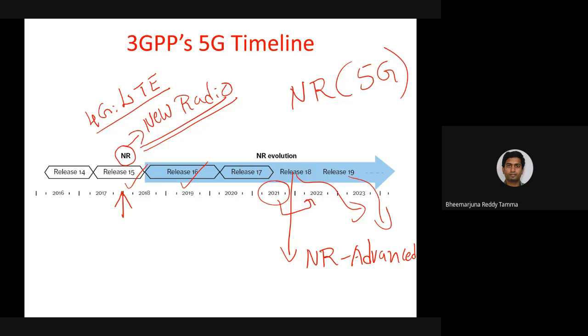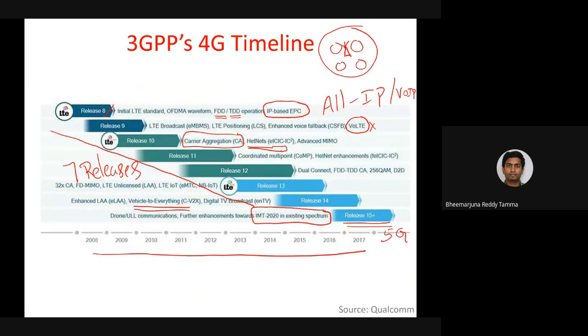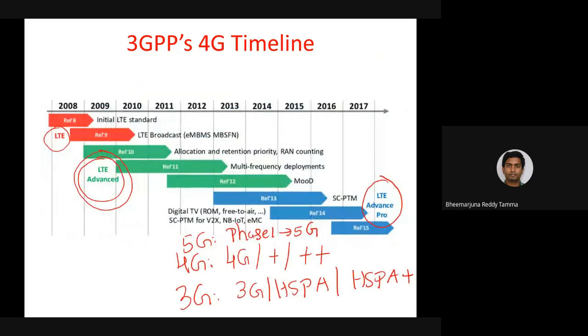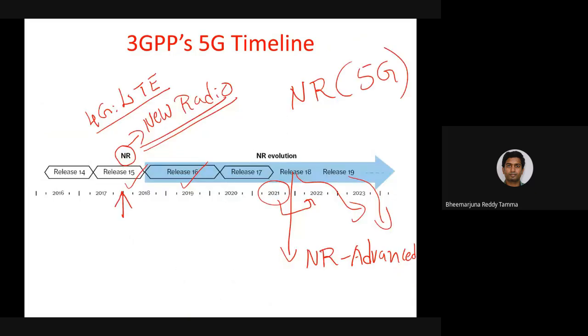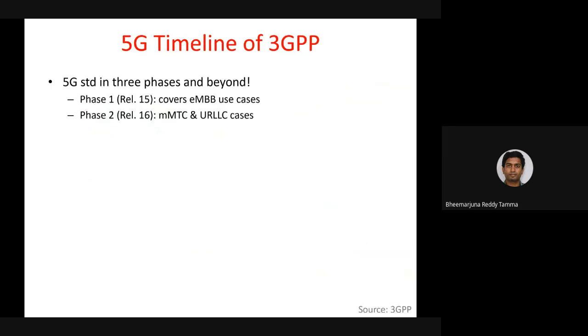Okay. So earlier, if you recall, I was talking about LTE, LTE Advanced, and LTE Advanced Pro. You can see a similar kind of term being brought in for 5G, where the first three releases are called NR, and the upcoming releases from Release 18 onwards will be called NR Advanced. They may also bring in NR Advanced Pro or whatever it is. But as of now, these are the two terms that have been introduced as part of the 5G evolution.